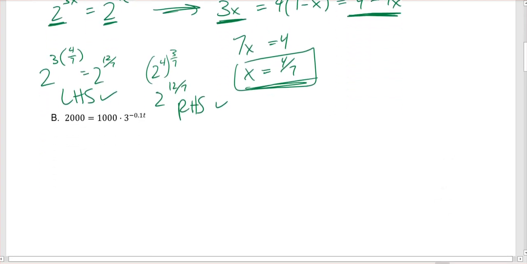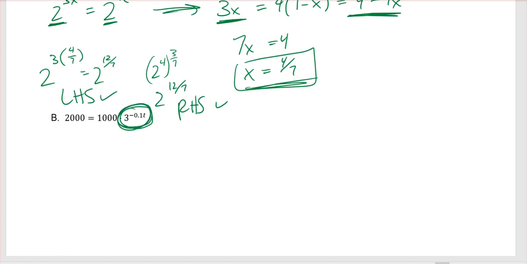So we can do the same thing here, right? We want to first isolate the exponential function. So I want to get that thing alone. Well, if we want to get that thing alone, it's being multiplied by 1,000, right? So I can divide both sides by 1,000. And 2,000 divided by 1,000, that's 2. And we got 3 to the negative 0.1t.